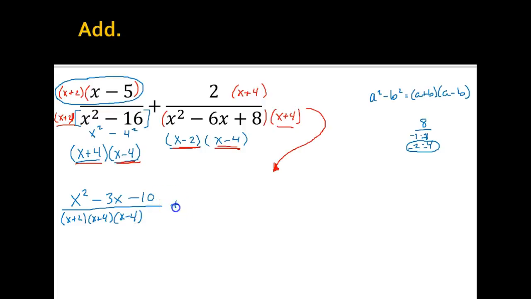And sometimes when I'm doing these problems, I won't even write that down just because I'm lazy. Okay, second numerator, 2 times x plus 4. I have to do that multiplication. That's 2x plus 8. And the denominator is x. Did I do that wrong? Oh, I did. I'm so sorry, guys.